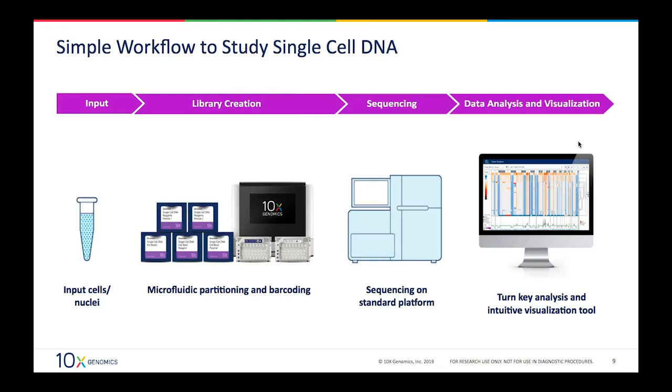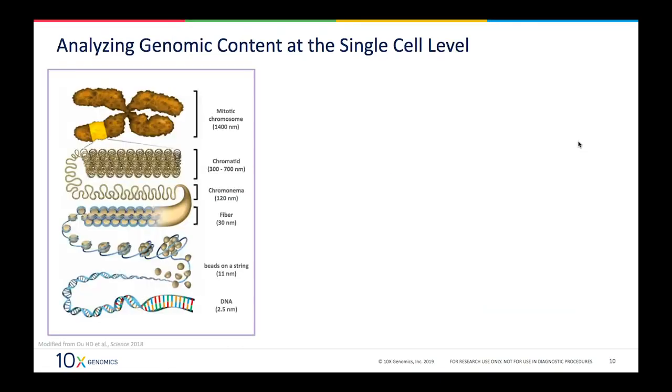So 10x developed this very simple workflow to use with the system. You start with your input cells or nuclei suspension. You can use the 10x kits that come with fully functional reagents, microfluidic chips, and the 10x instrument that will allow you to make your microfluidic suspensions. Following the workflow, you end up with sequencing ready libraries that you can run on your standard Illumina sequencer. And then 10x provides you the tools to analyze your data and to visualize it. And we will go through all of these things separately.